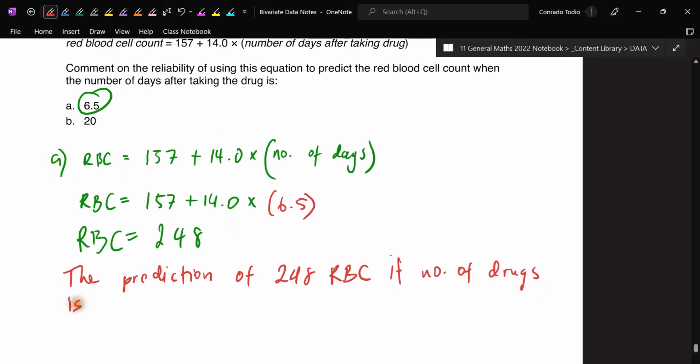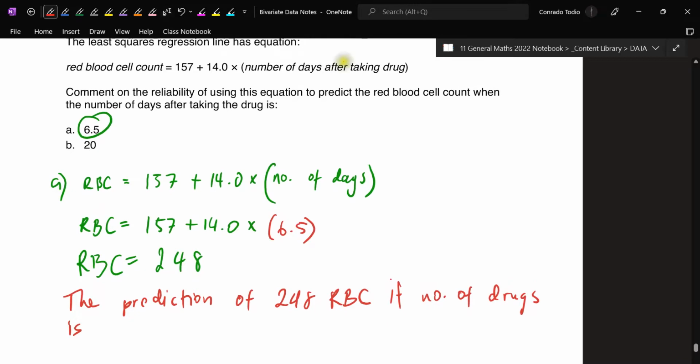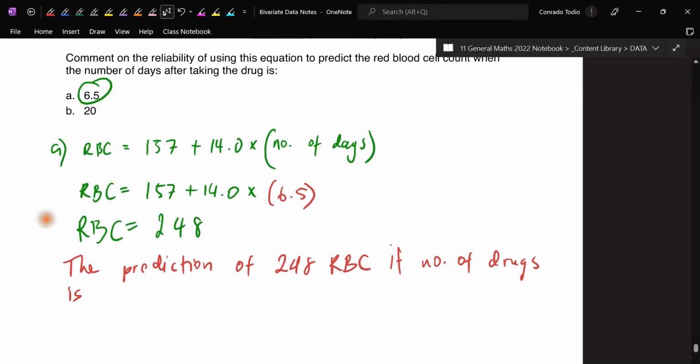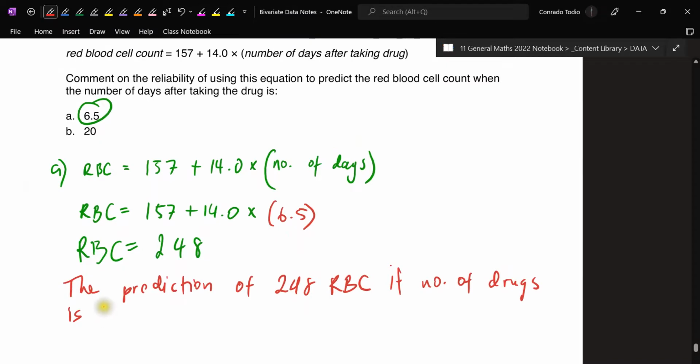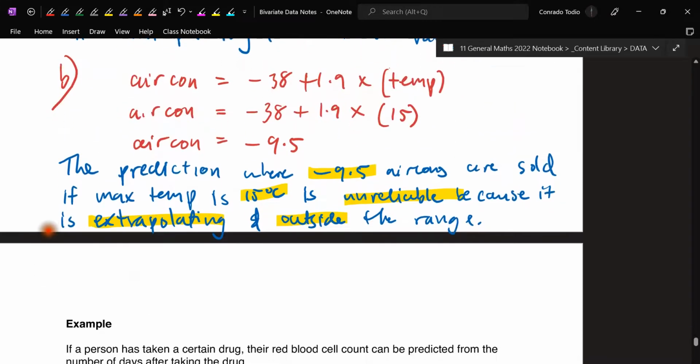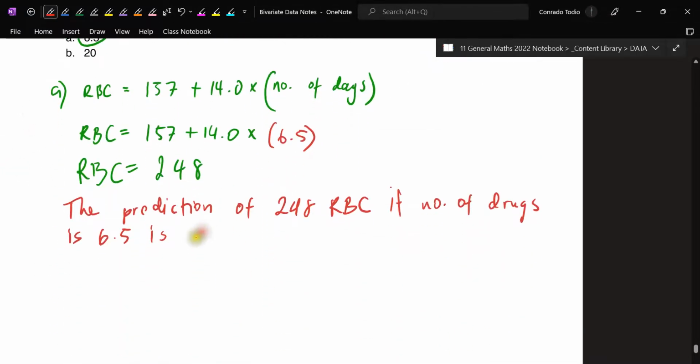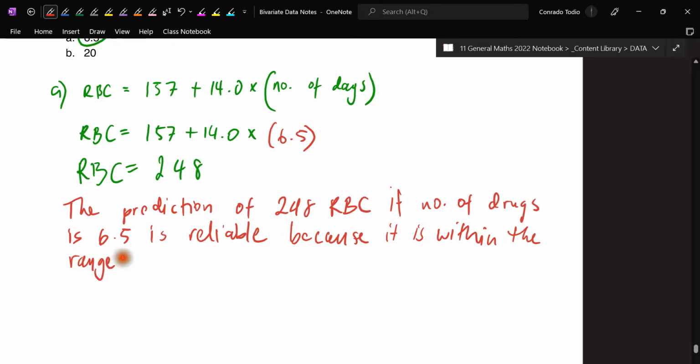What you would do in the actual SAC is I would prefer if you wrote the full thing, the full variable, because that's what they want to see in Year 12. But I'm just doing shorthand here because it's a lot. Number of drugs is 6.5 is accurate, or you could say, what did I put here? Is reliable, sorry, because it is within the range, and therefore interpolating.